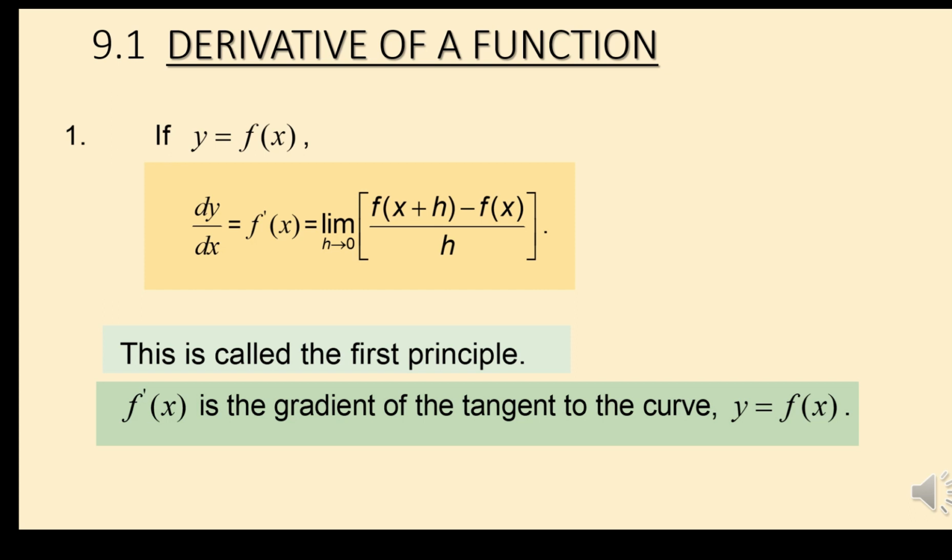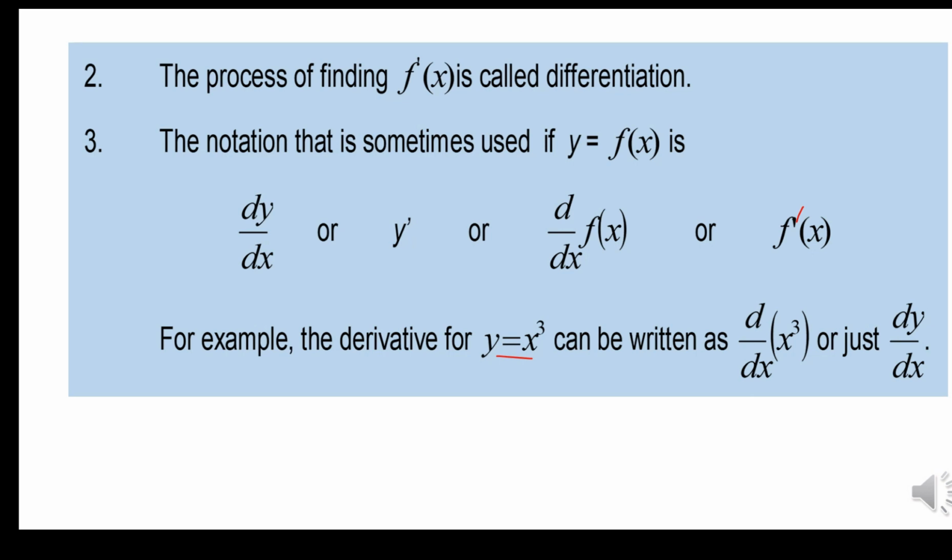9.1 Derivative of a function. If given a function y equals f(x), the derivative of y with respect to x, or dy/dx, is equal to f'(x), which equals the limit when h approaches 0 of [f(x+h) minus f(x)] over h. This is called the first principle. f'(x) is also the gradient of the tangent to the curve y equals f(x). The process of finding f' is called differentiation.